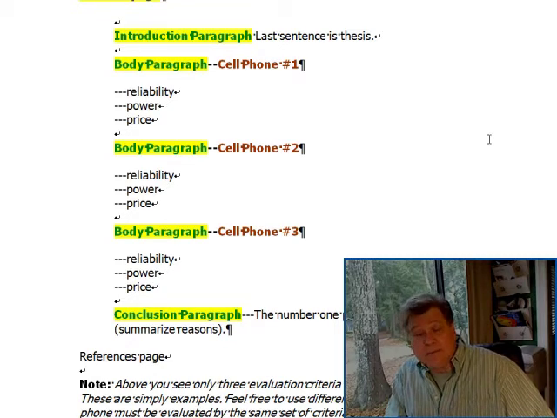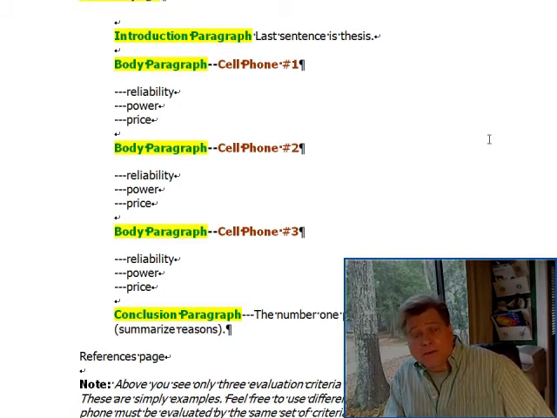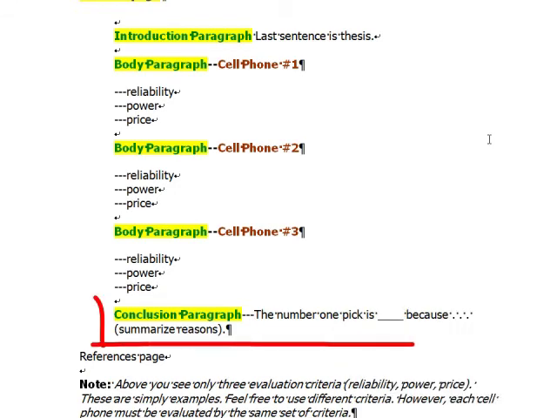Now let's talk a little bit about those criteria. I have reliability, power, and price. Those are not the 3 criteria that you have to use. You can use any 3 criteria that you wish, that you feel are the real turning points, the real decision points to be considered when choosing a cell phone model.